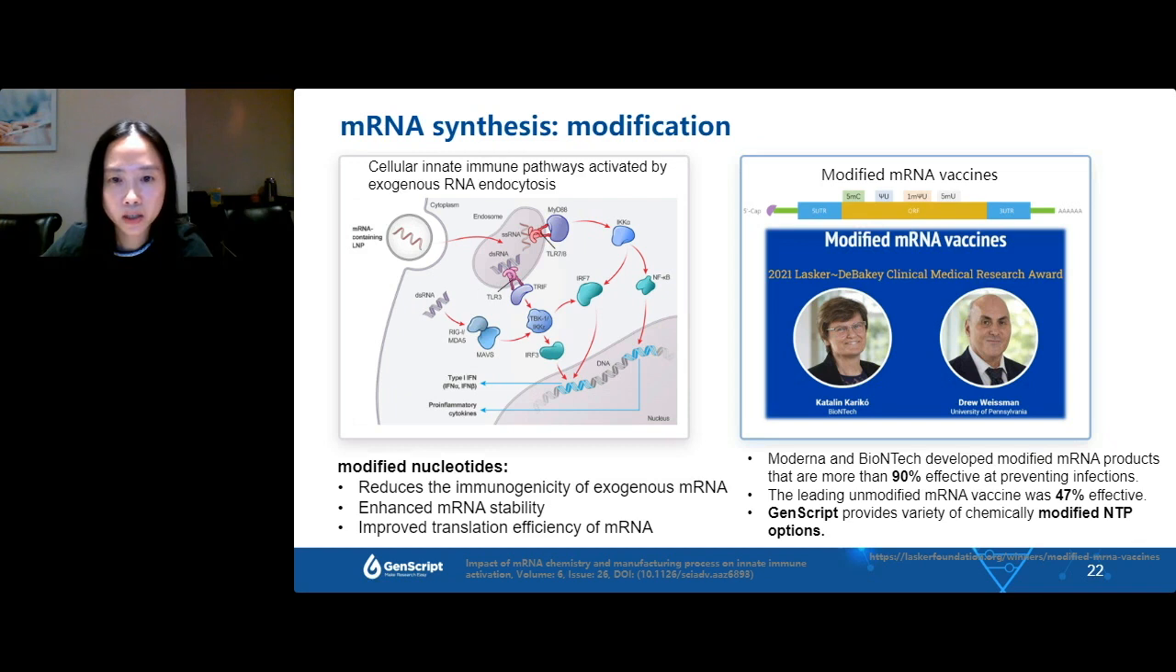But Moderna and BioNTech developed modified mRNA products that are more than 90% effective at preventing infections. But the leading unmodified mRNA vaccine was 47% effective. So some other pharmaceutical companies who used to use unmodified have changed to use modified mRNA. And GenScript can provide a variety of chemically modified NTP options.